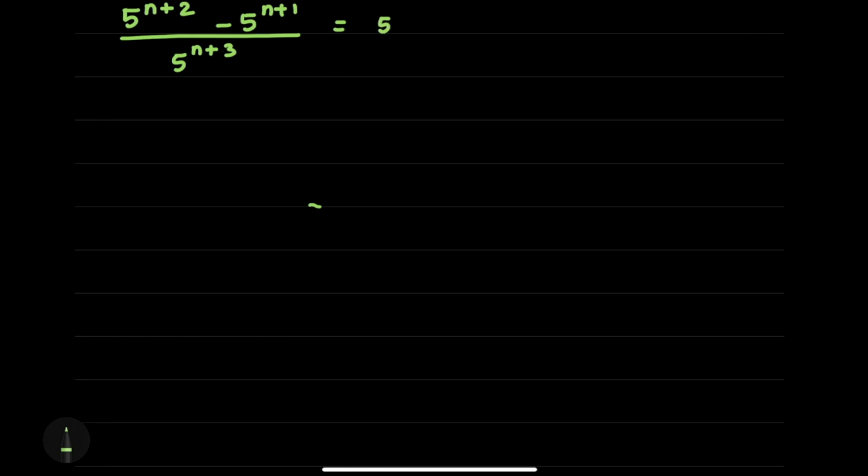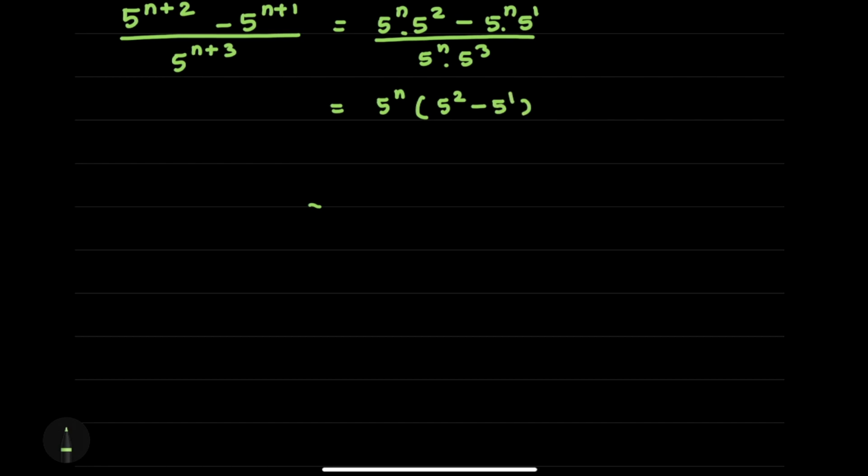So first we'll simplify this using the laws of exponents. 5 to the power n into 5 to the power 2 minus 5 to the power n into 5 to the power 1, whole divided by 5 to the power n into 5 to the power 3. Then we can take 5 to the power n common in both of this in the numerator. So this comes out to be 5 to the power 2 minus 5 to the power 1, and the denominator remains the same.